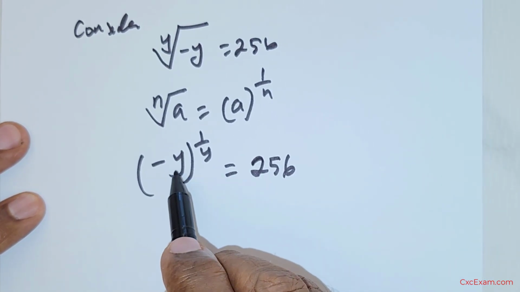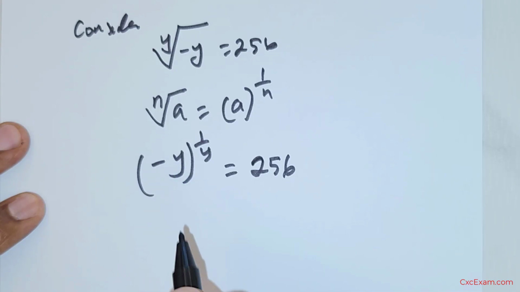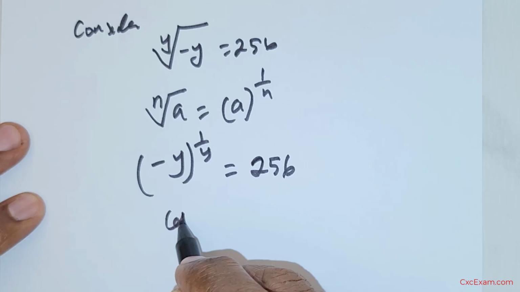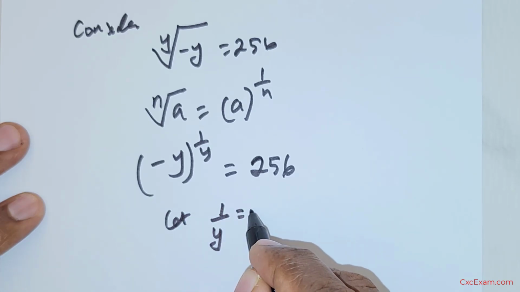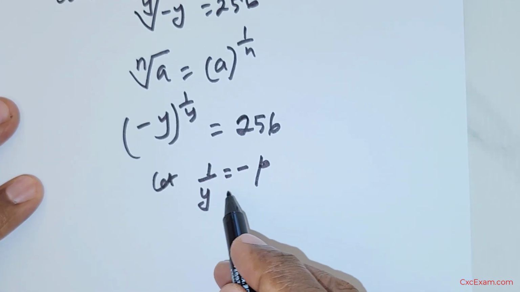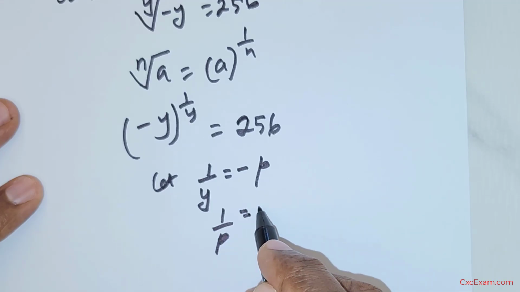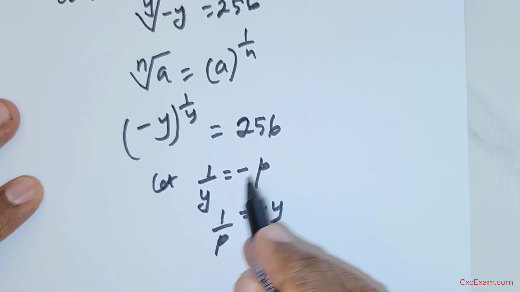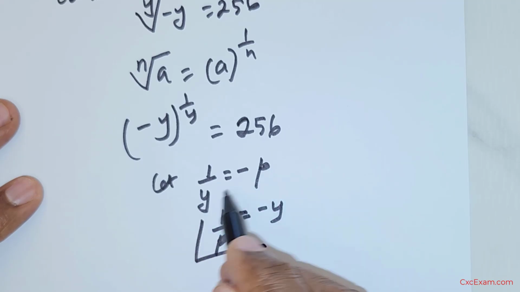As I mentioned to you, I do not want this negative y inside the parenthesis. So I would like to make the following substitution. Let 1 over y be equal to negative p. This would mean 1 over p is equal to negative y. So you just move the y to the position of p and move the p to the position of y.